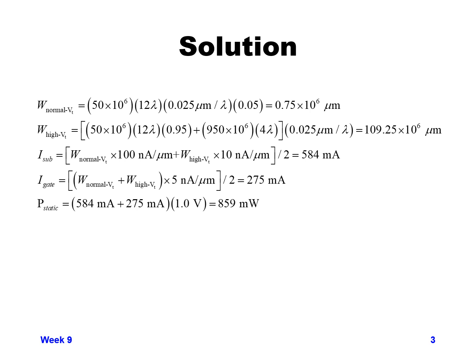And so again you divide by 2. For your total static power, you take the total currents that we just calculated, I subthreshold and I gate, add those currents together, and multiply by your voltage. I times V is your total power, and in this case your total static power comes out to 859 milliwatts.